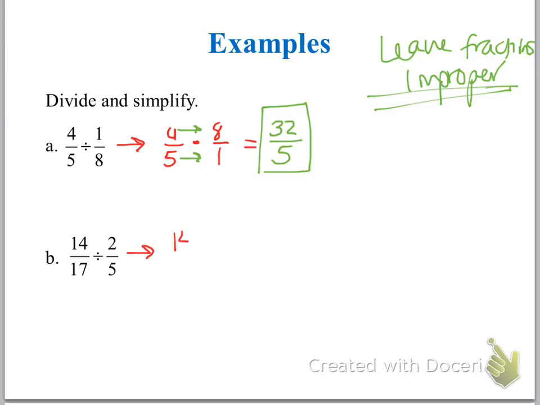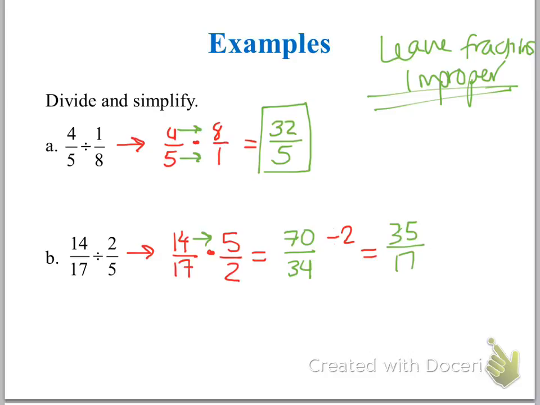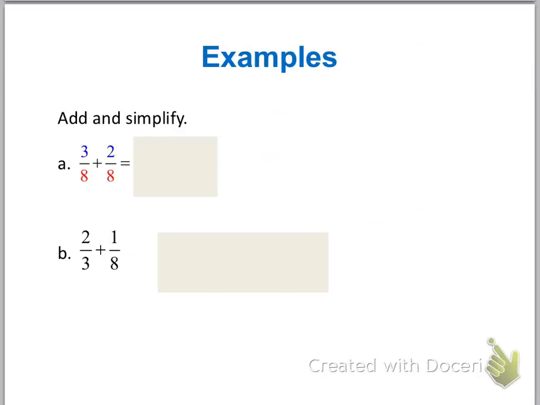Rewrite the problem as the first fraction times the reciprocal of the second fraction, and then multiply straight across. 14 times 5 is 70, and 17 times 2 is 34. Simplify if possible. Those numbers are both even, so I know it at least can be divided by 2, which is going to give me 35 on top and 17 on the bottom. Final answer.